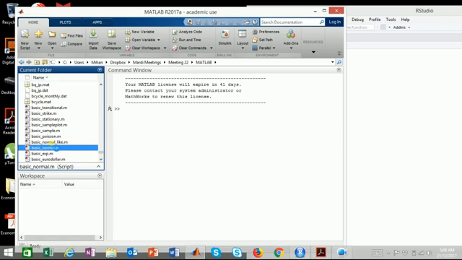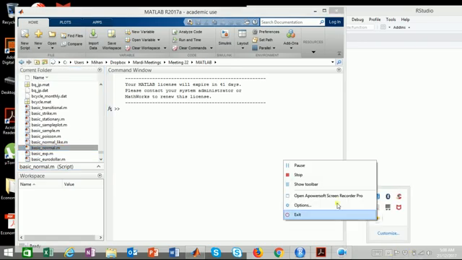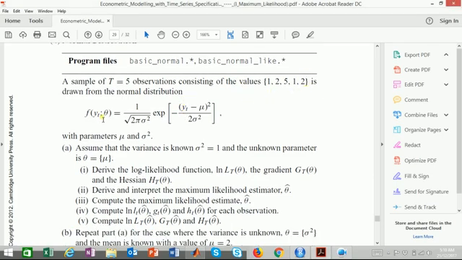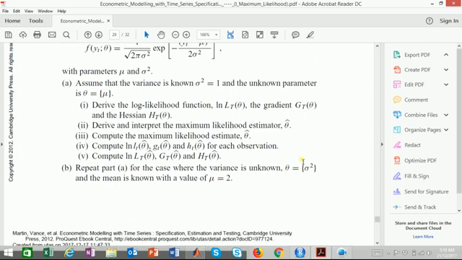Now we are doing the normal distribution where there are 5 observations, values are given, and the normal distribution is y minus mu whole square divided by 2 sigma square, where the variance is known and theta, mu, is unknown. We need to find out the log likelihood function, the gradient, and the Hessian as before. Then the second case is when the variance is unknown but mean is known. The third case is when both mean and variances are unknown. So let's just jump in here.